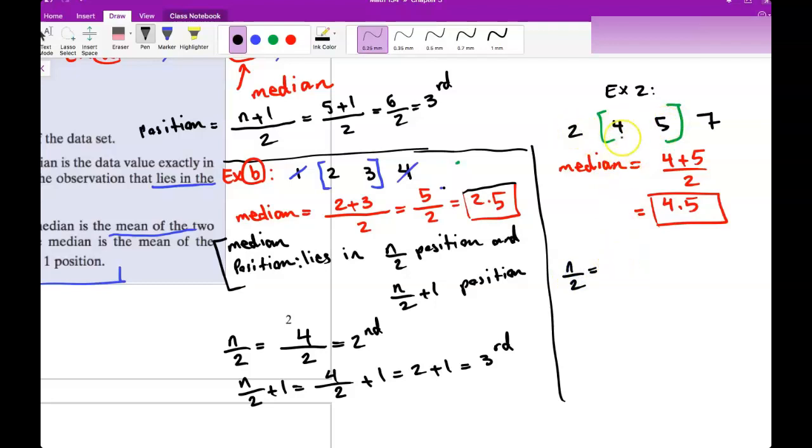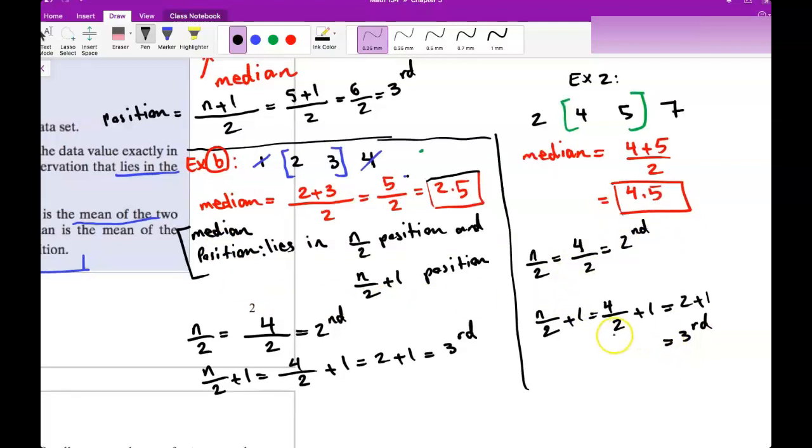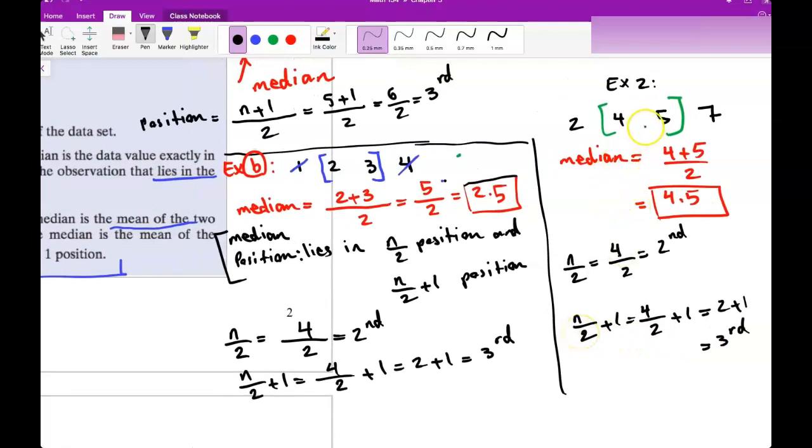The n is 1, 2, 3, 4. We have 4 numbers. See, we have exactly the same thing, because we have the same number of observations. Here are 4 numbers, and here also we have 4 numbers. So this one is second, and this is third. Our median lies in the second and third place, and that is here.